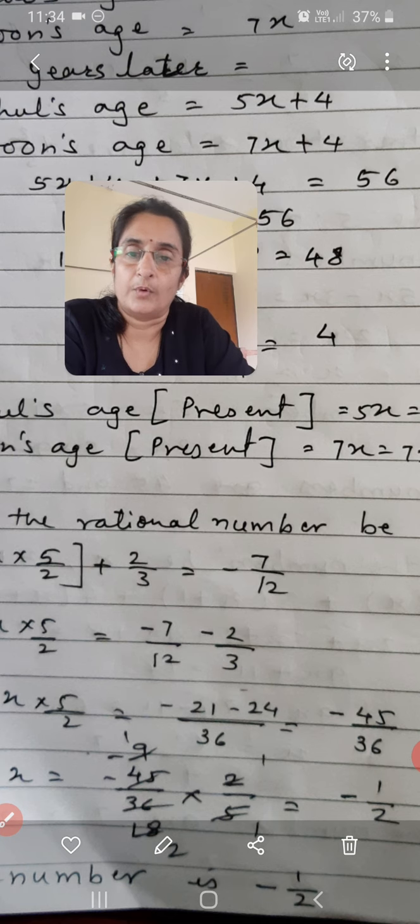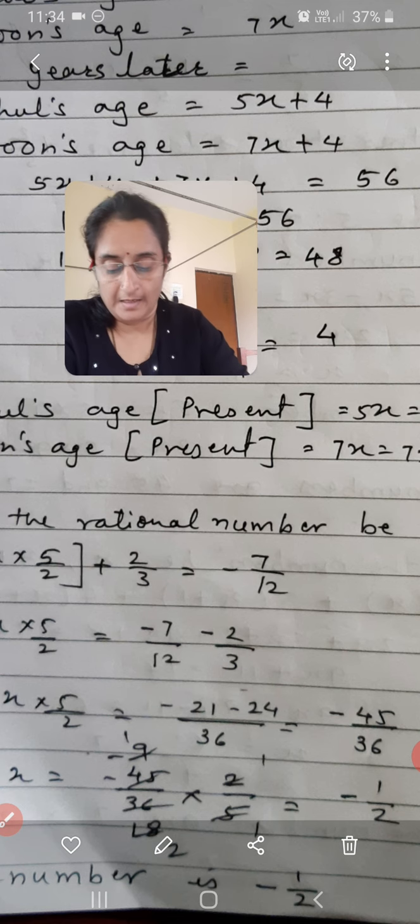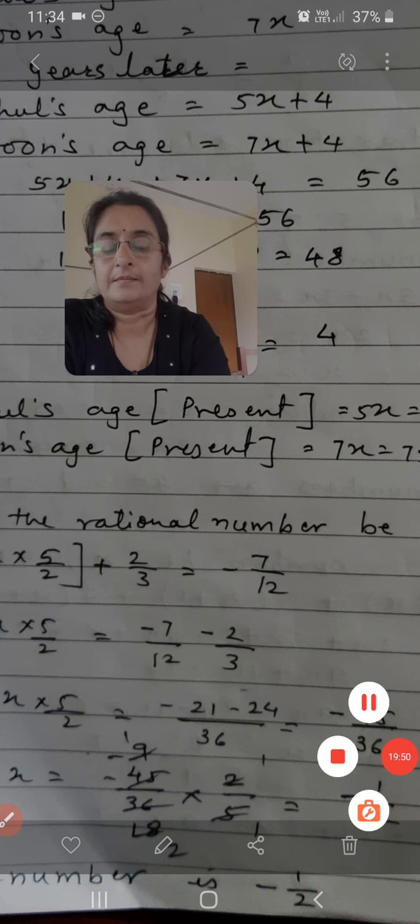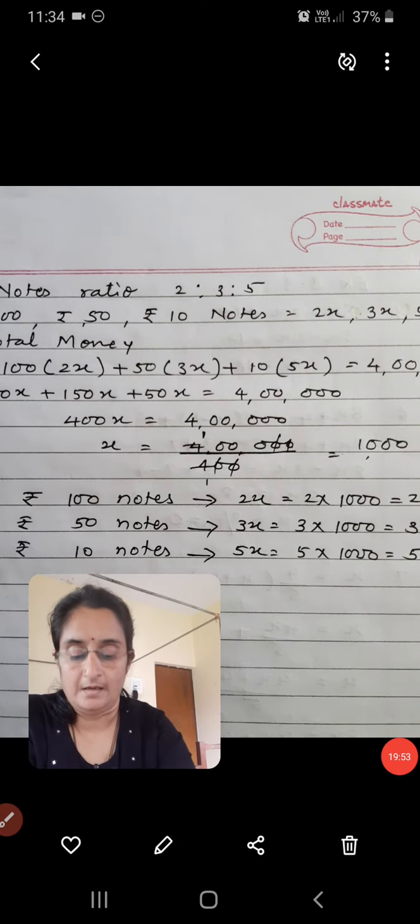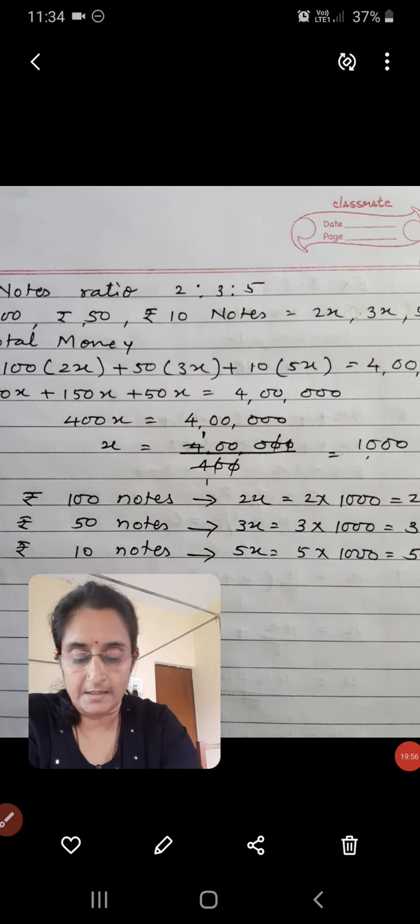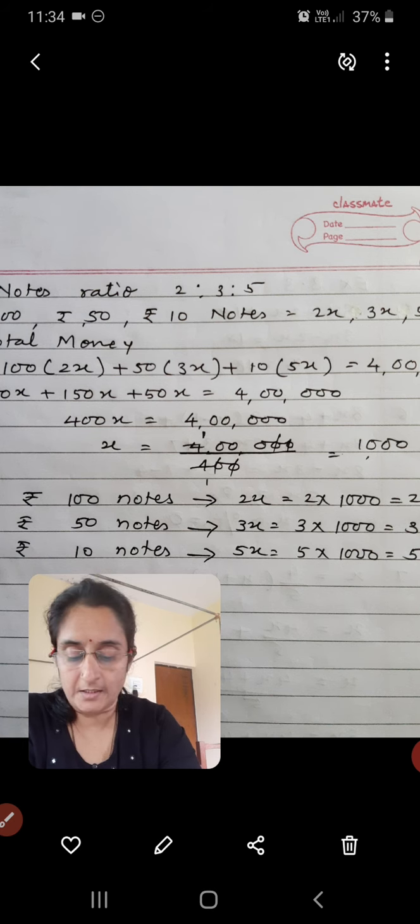Now I am going to do one more sum from the exercise. That will be the last sum which I am going to explain now. The sum is: Lakshmi is a cashier in a bank. She has currency notes of denominations rupees 100, rupees 50, rupees 10 respectively. The ratio of the number of these notes is 2:3:5. The total cash with Lakshmi is rupees 4 lakhs. How many notes of each denomination does she have?